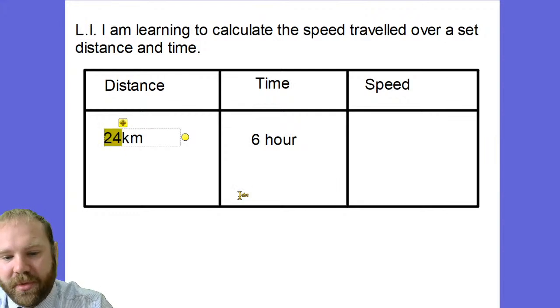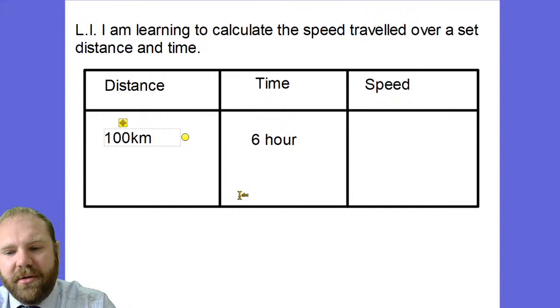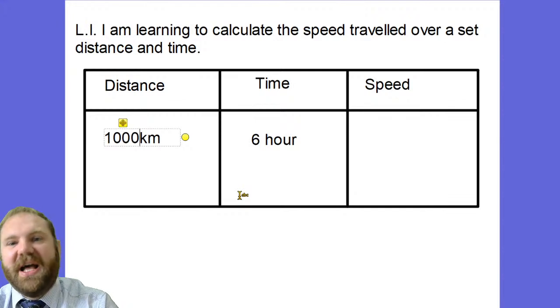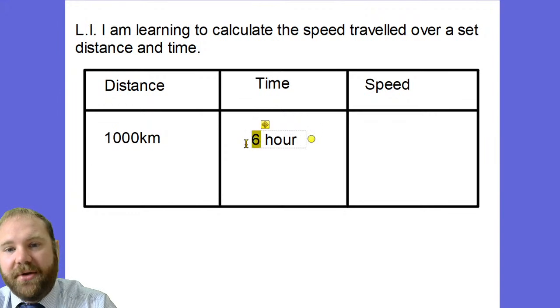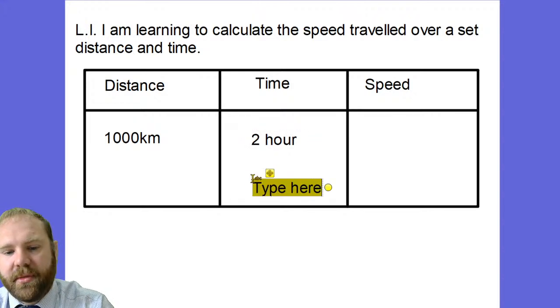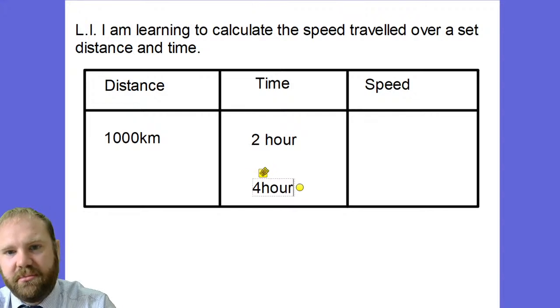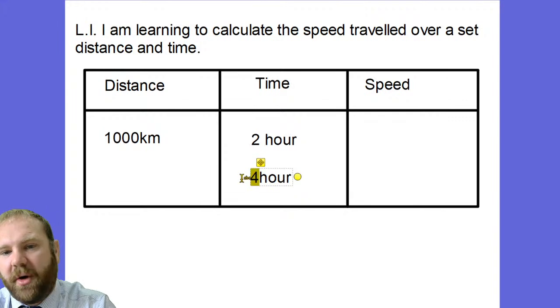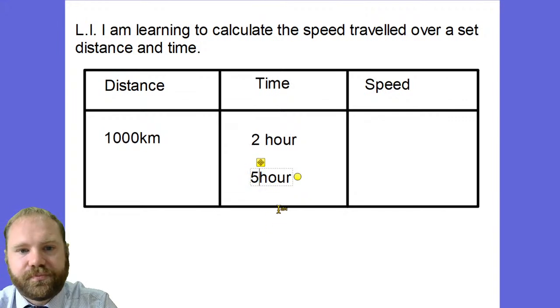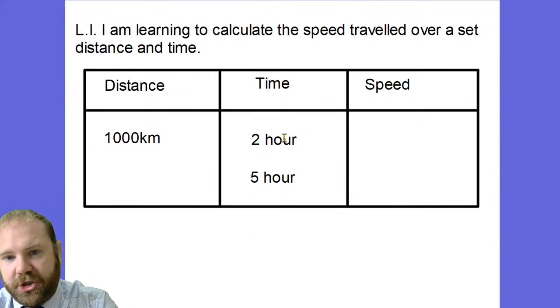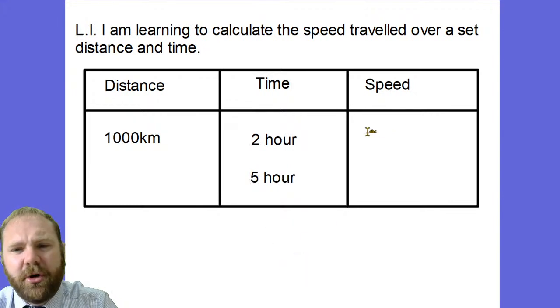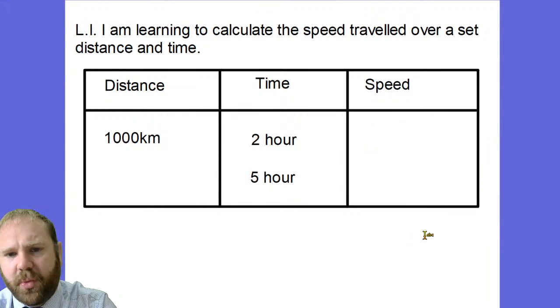Okay, let's go. You know what? 100. No, 1,000. 1,000 kilometers. And we're going for, there's one that's less challenging. There's one that's a bit more challenging. Not much, a bit. I'll tell you what, 5 hours. So going a distance of 1,000 kilometers, how fast would you be going to do it in 2 hours? How fast would you be going to do it in 5 hours? And then, as a wee bonus, suggest what you might be travelling in for each one of these.